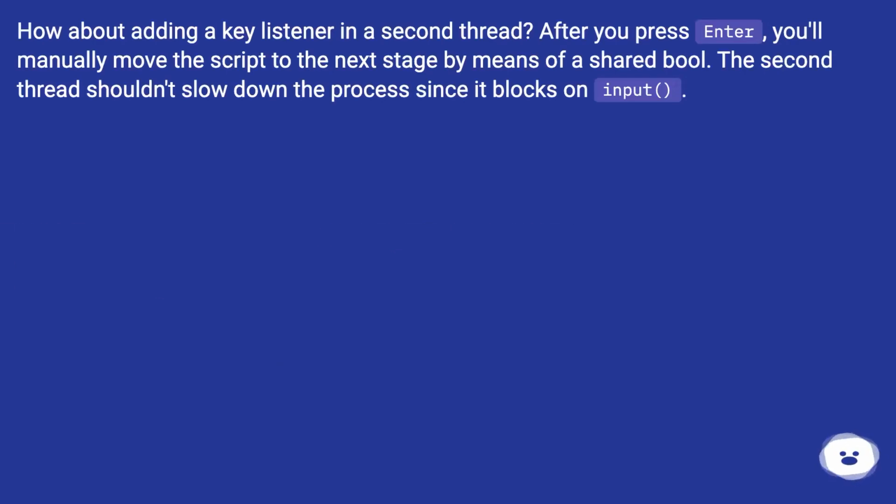How about adding a key listener in a second thread? After you press enter, you'll manually move the script to the next stage by means of a shared pool. The second thread shouldn't slow down the process since it blocks on input.